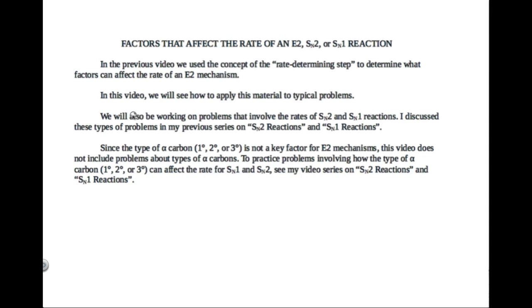In this video, for comparison, we will also be working on problems that involve rates for SN2 and SN1 reactions. I already discussed those types of problems earlier in my previous series on SN2 and SN1 reactions. Now, we saw in the previous video that the type of alpha carbon, whether primary, secondary, or tertiary, is not a key factor for E2 mechanisms, and therefore in this video we will not include problems about types of alpha carbons. But you can still get some practice with problems about types of alpha carbons and how they can affect the rate for SN1 and SN2 by looking at those previous video series.